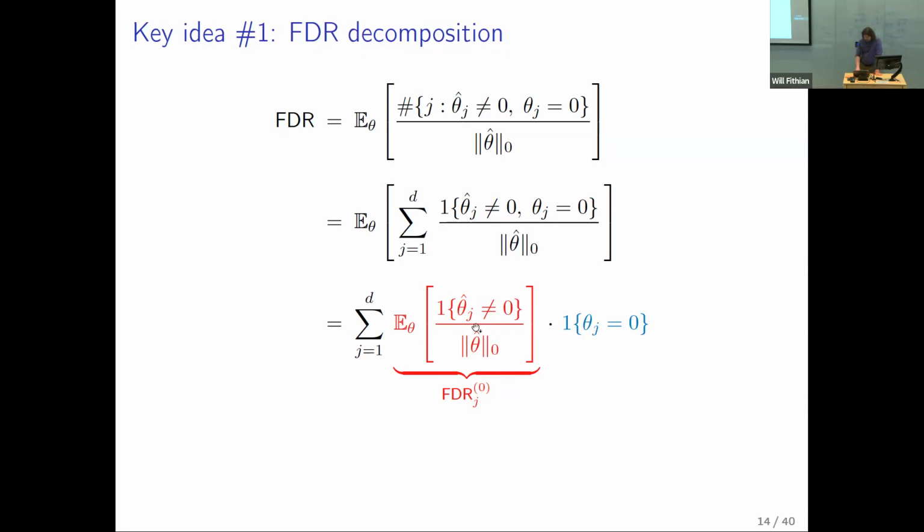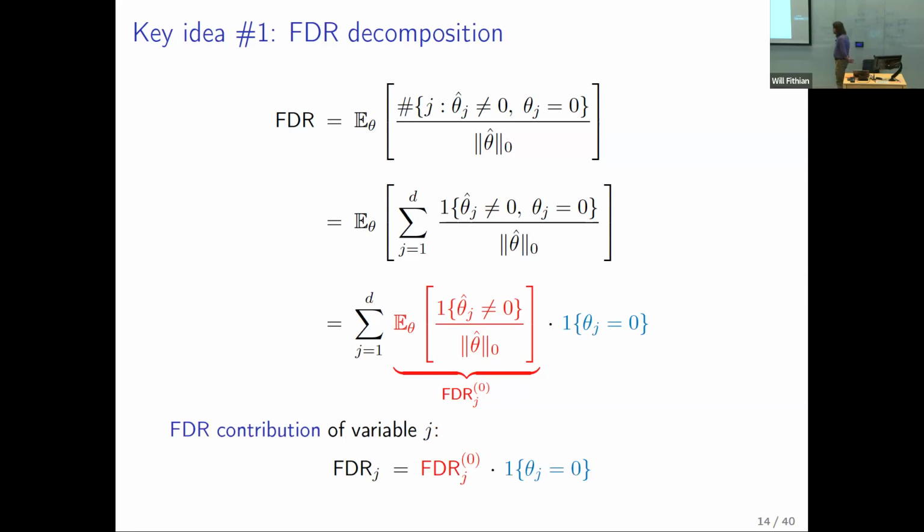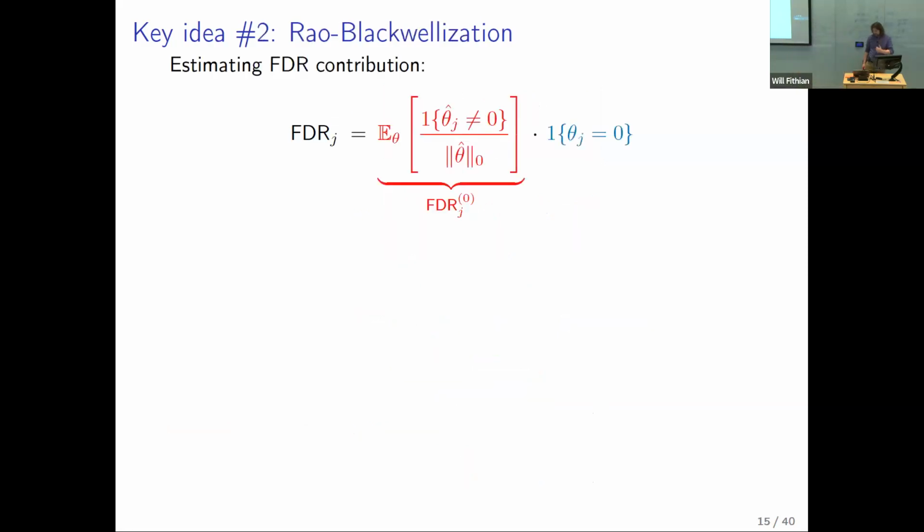Okay, so we're going to try to estimate this red term. The FDR contribution of the jth variable is this quantity times this indicator. Now we've reduced the problem of estimating the false discovery rate overall to the problem of estimating each of these terms. Okay, so that's idea number one.